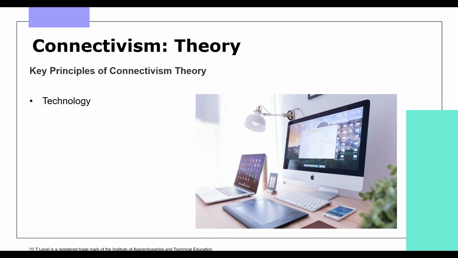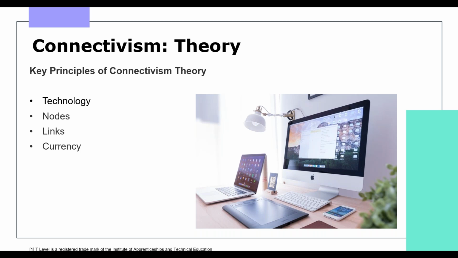Technology. Technology supports many of the learning sequences identified by earlier theory. Students have greater access to online information, ideas, and communities of learning. Nodes are objects, a person, a book, a web page that can be connected as part of a learning network. Diversity of opinions and sources is key.